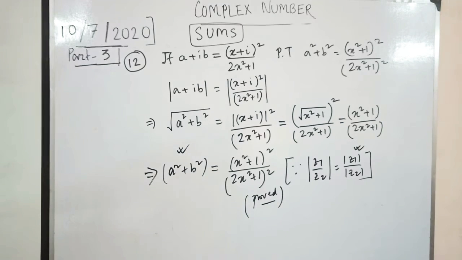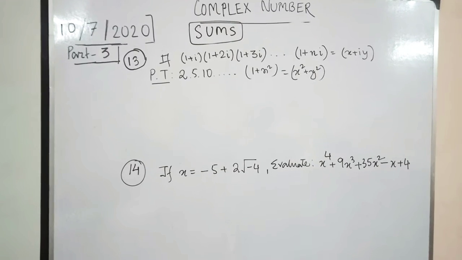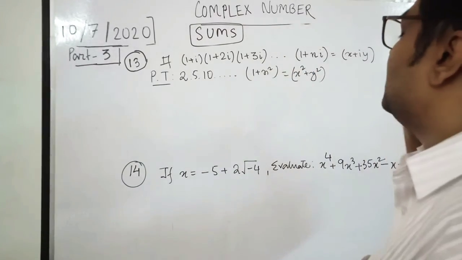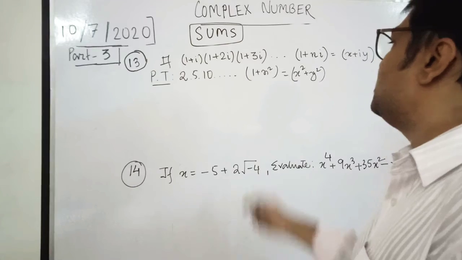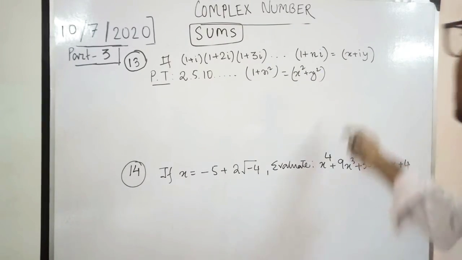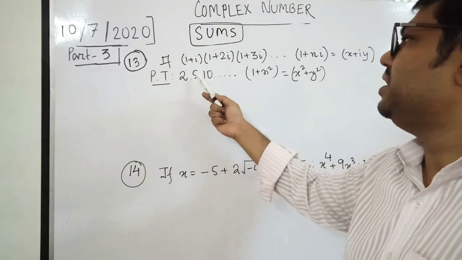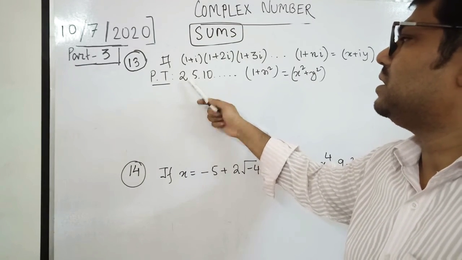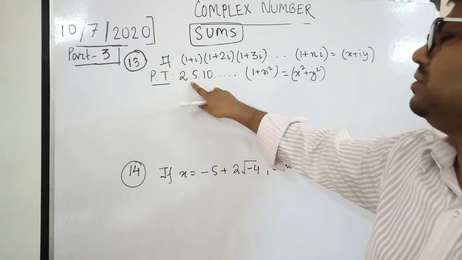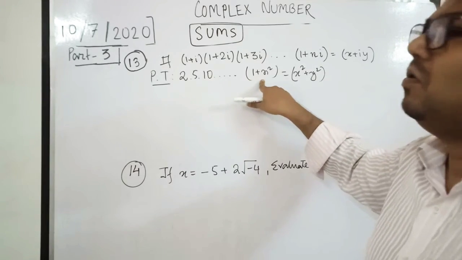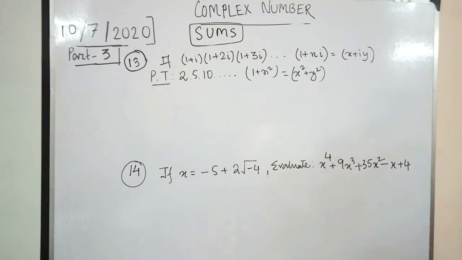Okay, so we go to the next sum now. I wrote another two sums. The first one is a product of a few factors given: 1 plus i, 1 plus 2i, 1 plus 3i up to 1 plus ni is equal to x plus iy. You have to prove the product of 2 into 5, into something up to 1 plus n square, is x square plus y square. Don't consider the dots as dots; they are products.